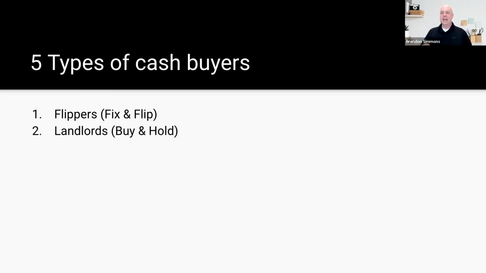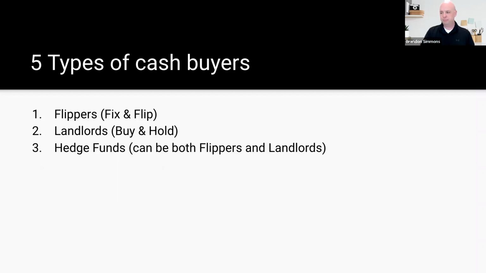Number 2 are the landlord buyers. Those are the buy and hold buyers, the ones that buy properties for long-term investing. They're typically trying to cash flow on a property, and they can typically pay a little bit higher than the flippers because they don't need to do a full, extensive HGTV-ready rehab. All they need to do is a rehab to the point where they can make it rent ready.